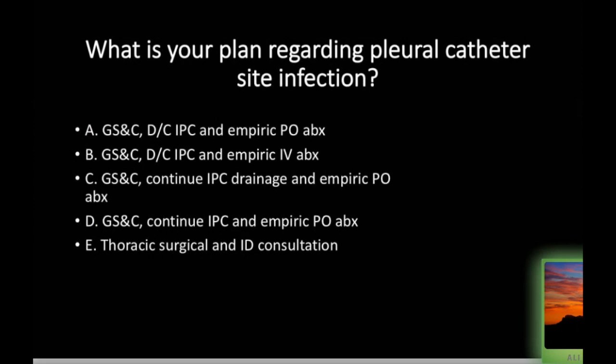Choices are: A, Gram stain culture and remove the IPC and start on empiric antibiotics. Choice B is Gram stain culture, discontinue the catheter, and empiric IV antibiotics as opposed to PO. C, Gram stain culture, leave the catheter in and start on empiric PO antibiotics. And then D, Gram stain culture, continue catheter and empiric PO antibiotics. And then last is thoracic surgical consultation and IV antibiotics. Okay, let's see what you think. So there's a patient who has potentially malignant pleural effusion, he's on chemotherapy, slightly immunocompromised potentially, and has a catheter site infection, but the fluid is looking okay. What would you like to do now?